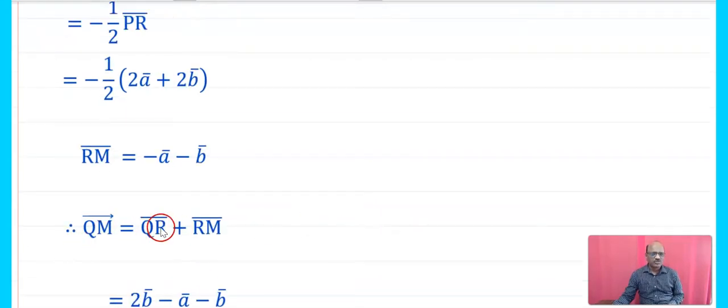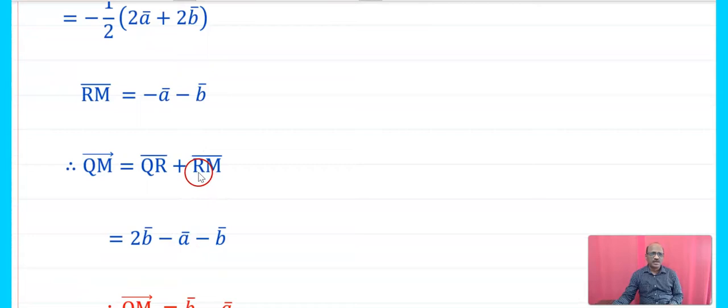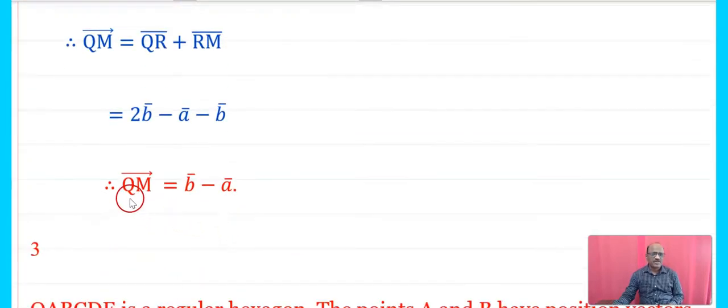Now QM bar is equal to QR bar plus RM bar, and QR bar is equal to 2b bar, and RM is minus a bar minus b bar. If we evaluate it, QM bar is equal to b bar minus a bar.